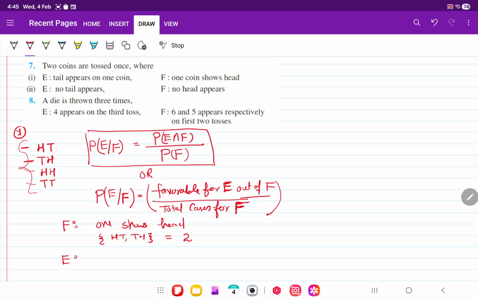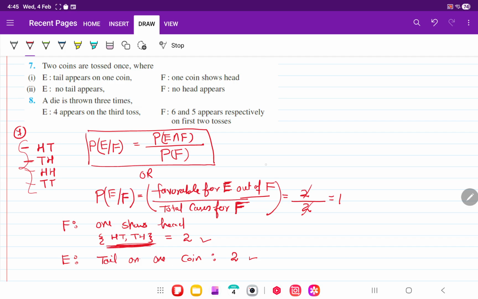And what is E? E event is saying tail appears on one coin. So after the condition, tail should be on one coin. On how many cases is tail on one coin? Both cases, two. So two are favorable and two are total. What will be the probability? Total is 2, out of that both are favorable, 2, so the answer will be 1. So this is the conditional probability.